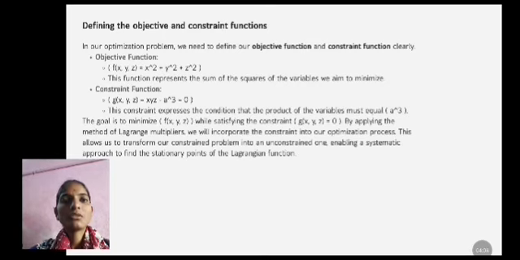Defining the objective and constraint functions. In our optimization problem, we need to define our objective function and constraint function clearly. Objective function: f of xyz equals x square plus y square plus z square. This function represents the sum of the squares of the variables we aim to minimize. Constraint function: g of xyz equals xyz minus a cube equals 0. This constraint expresses the condition that the product of the variables must equal a cube.